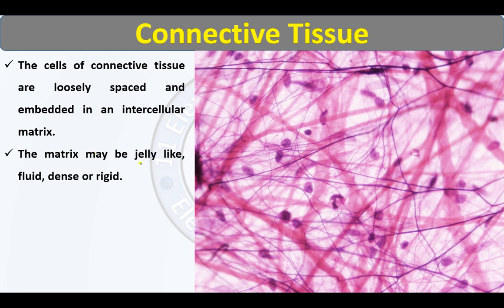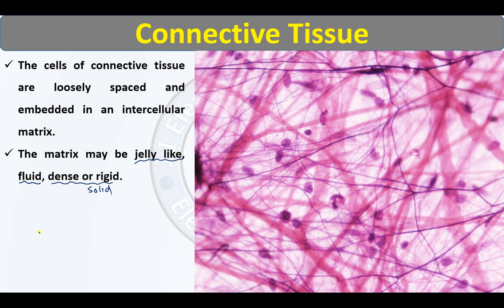The matrix may be jelly like, I have told you. It can be fluid or it can be dense or rigid. Dense or rigid means it can be solid. So the matrix can be jelly like, stretchable, or it can be fluidic or liquidy, right, or it can be solid, that is dense or rigid.